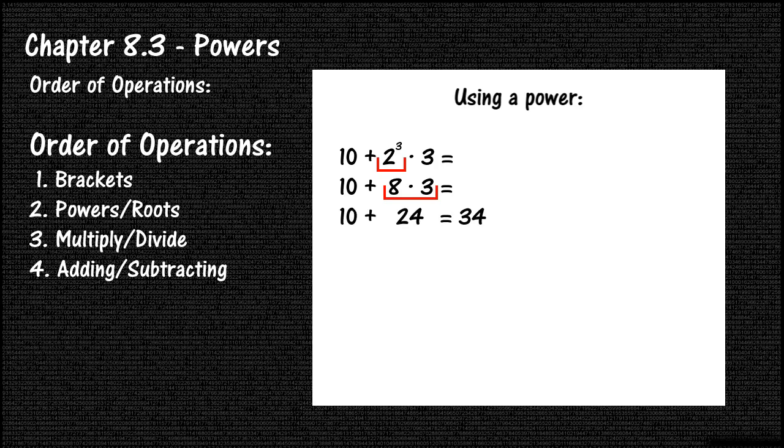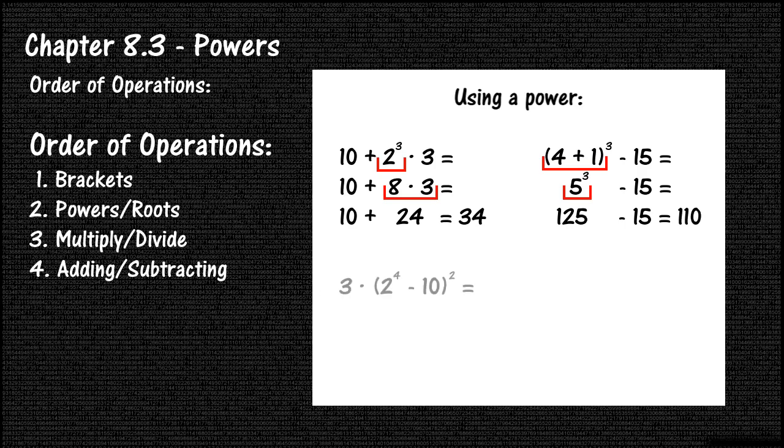Now one with brackets. (4 plus 1) to the 3rd minus 15. We first solve what's inside the brackets. We get 5 to the 3rd minus 15. We solve the power to get 125 minus 15, which is 110.